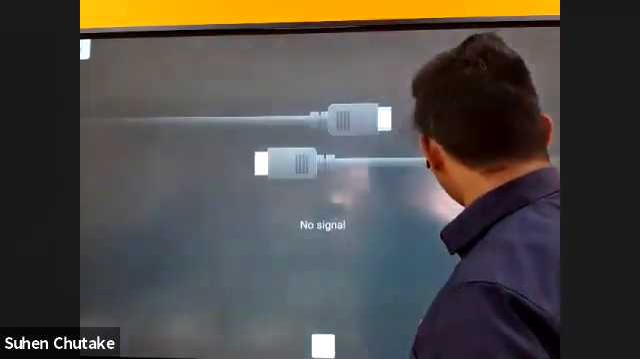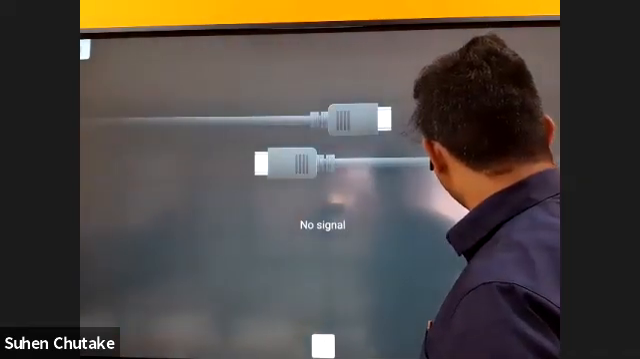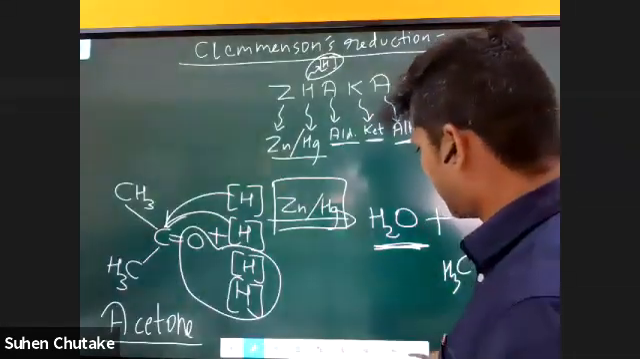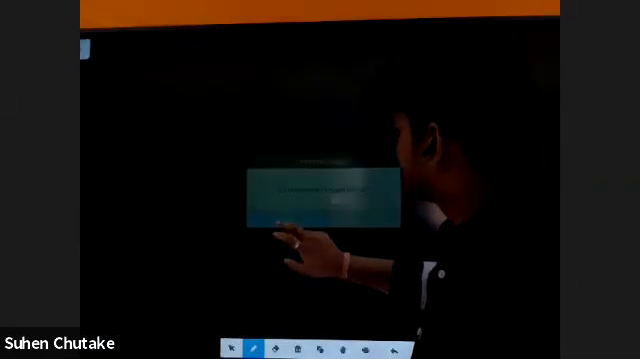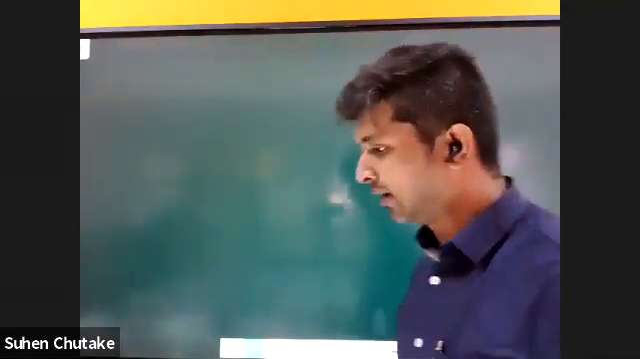So let us focus on what we are going to do today in chemistry. In our last session, we did ionic bond in detail, and we also did covalent bond, right? Today, we have to start with polar covalent bond.